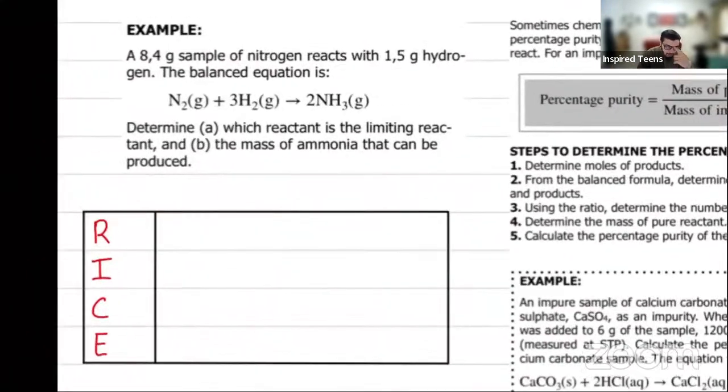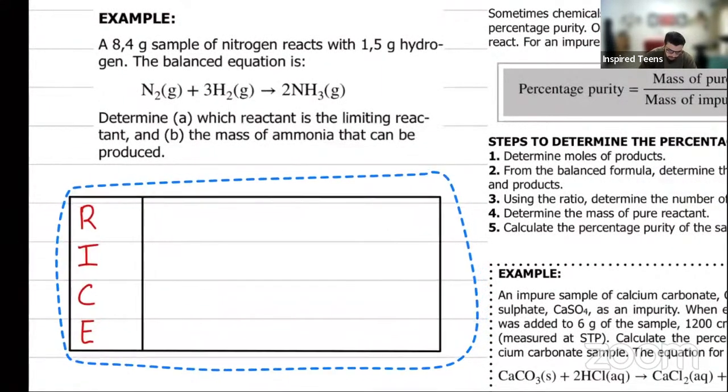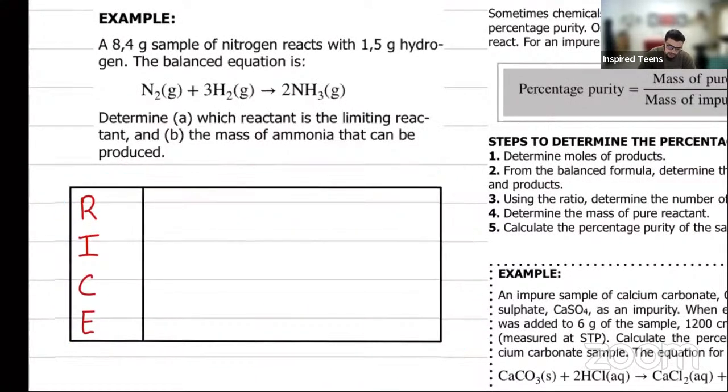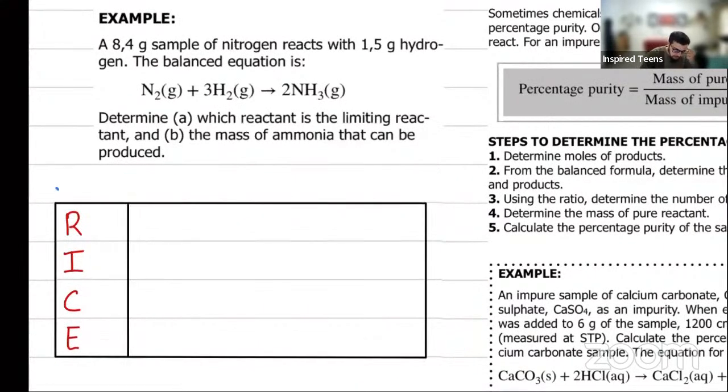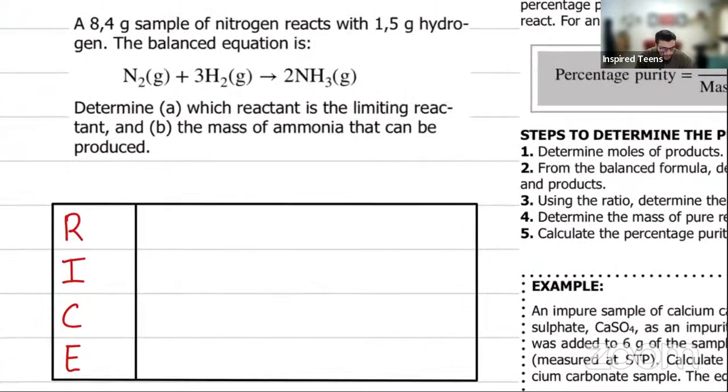Okay, so let us go on to the calculations and let us do an example of a limiting reagent question, and we're going to learn the Rice table, and we're going to learn how to answer a limiting reagent question. Okay, let's have a look at this. It says, an example: an 8.4 gram sample of nitrogen reacts with 1.5 grams hydrogen. The balanced equation is N2 plus 3H2 gives us 2NH3. Determine which reactant is the limiting reactant and the mass of ammonia that can be produced.